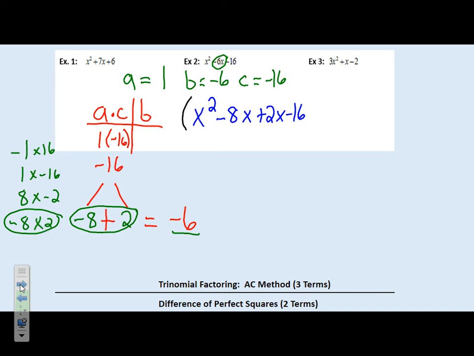So go like this and like this. Group my first one, I can take out an x. So I have an x. X minus 8 is left over when I take out x's. My second one, I'm going to take out a positive 2. So I have 2 out in front, and I'm left with x minus 8.